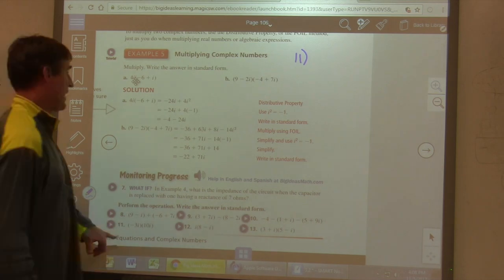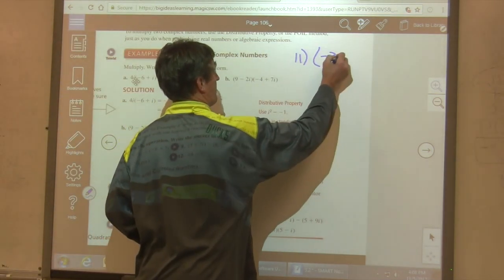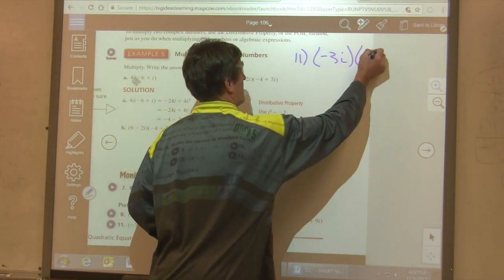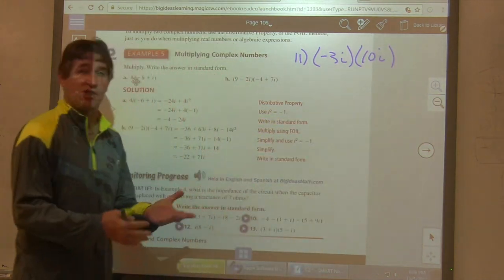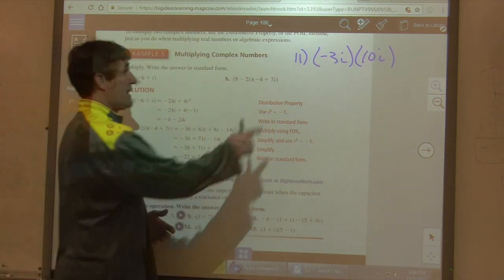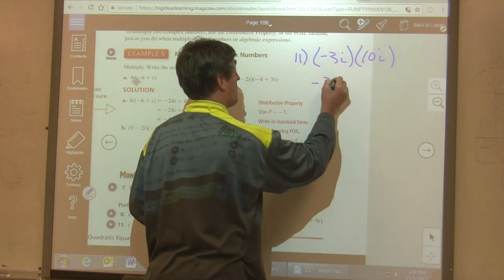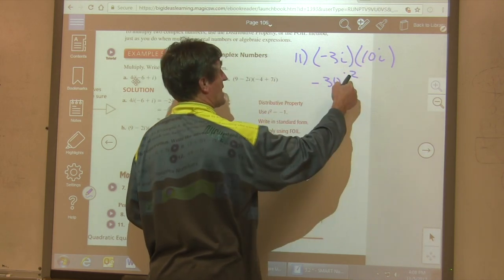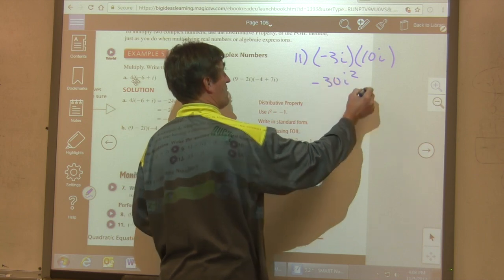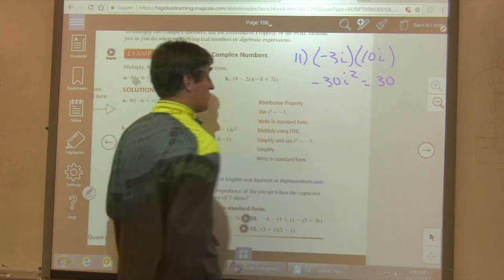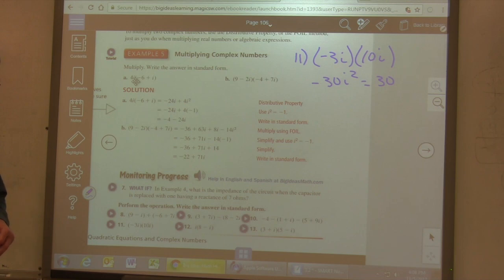Eleven says negative 3i times 10i. So again, you treat this just like they're x's. Negative 3i times 10i would be a negative 30i squared, but i squared is a negative 1, and negative 1 times negative 30 would be positive 30. So that i squared just changes the sign.